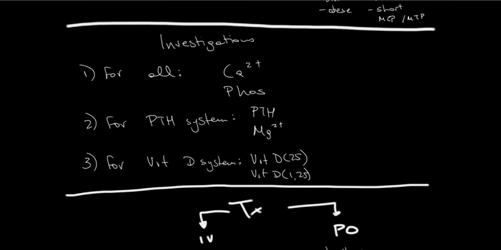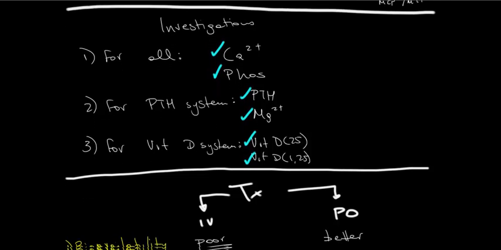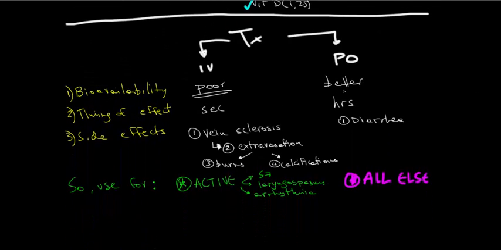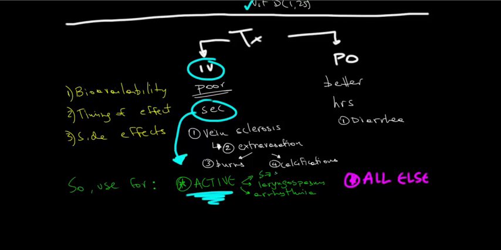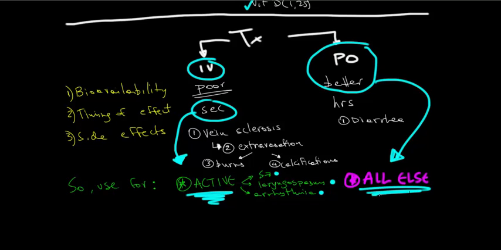In the investigations, we need a calcium and phosphorus level for all patients. Specific to the PTH system, we need a PTH and magnesium, and for the vitamin D system, we need the vitamin D 25 and the 125. When we're discussing treatment plans, it's important to recognize that IV calcium is good for things that you need to treat within seconds, so it's reserved for active treatment of seizures, laryngospasm, and arrhythmias. But PO calcium has a much better bioavailability and side effect profile, so it should be used for everything else.